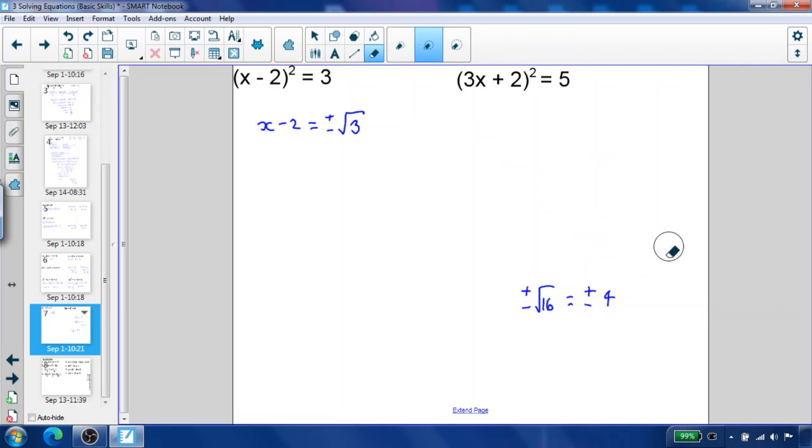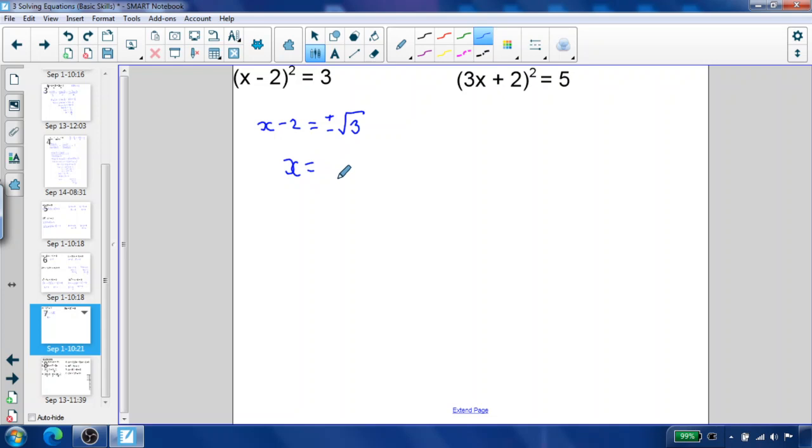So that's what I've done with the root 3. Now, the root 3, we'll see more of this when we come across surds, but the root 3 isn't a nice number. If we do the square root of 3, it's not going to be like the square root of 16 was. It's not going to be an integer. So I'm going to leave it in root form. And I'm going to work with the rest. So I'm going to have to add 2 to both sides. X is equal to 2 plus or minus root 3.